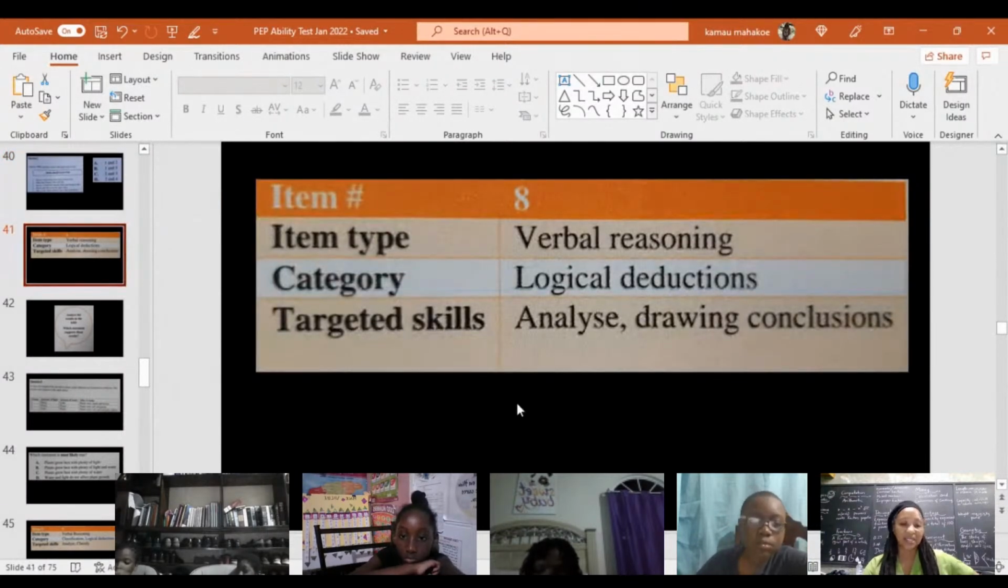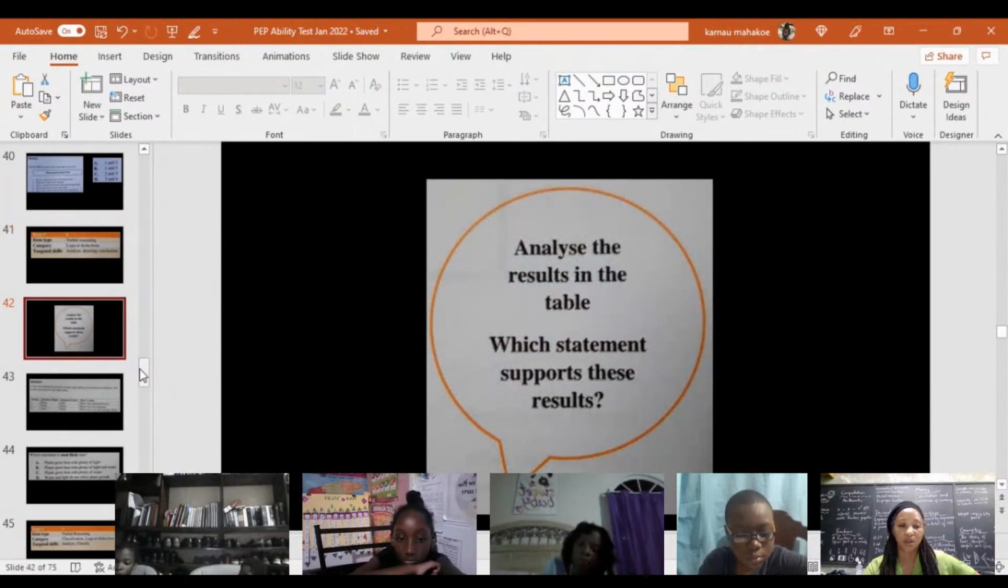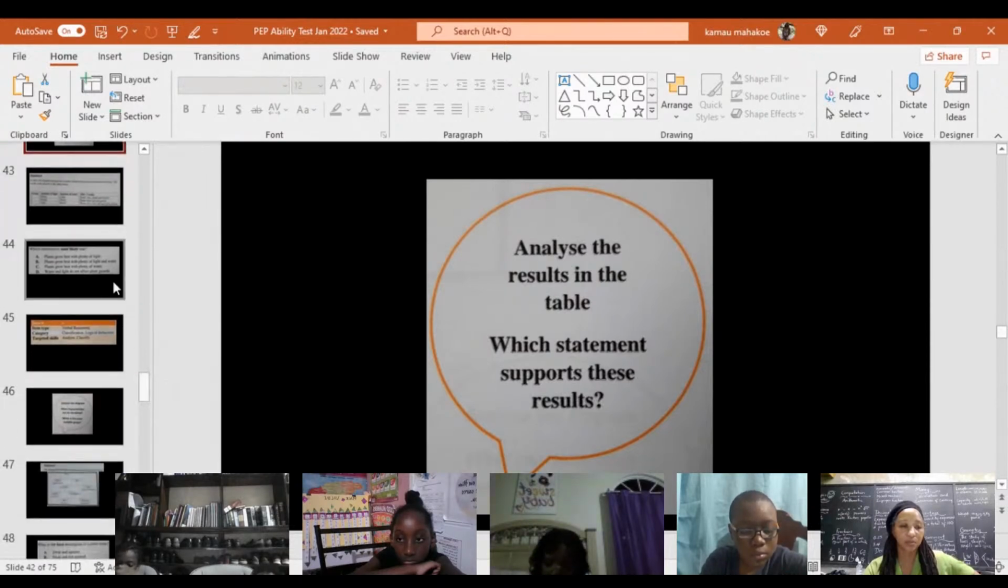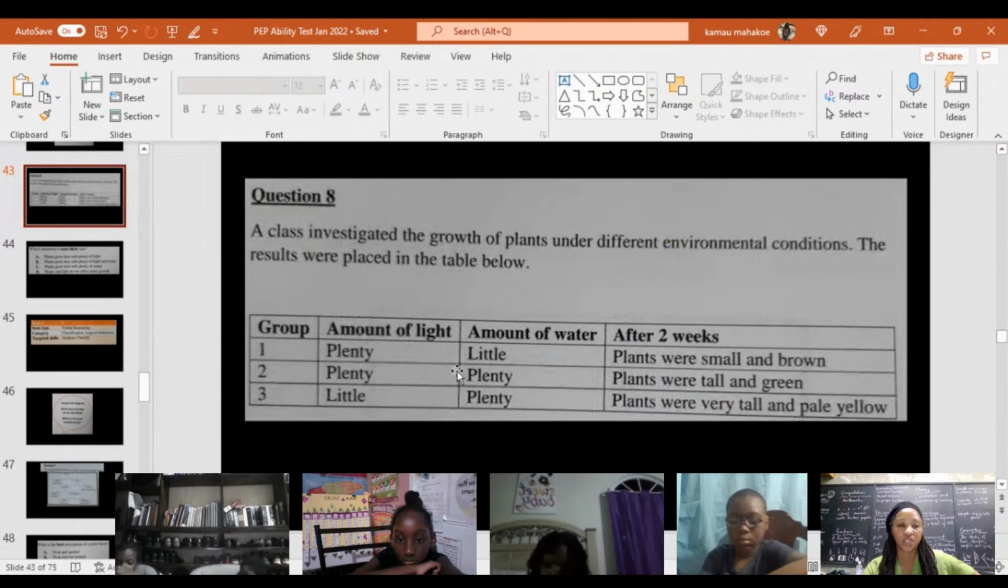For item 8, this item type is verbal reasoning and category is logical deductions, targeted skills to analyze and to draw conclusions. And we are encouraged to analyze the results in the table and which statement supports these results. Shalisa, can you read question 8, please?